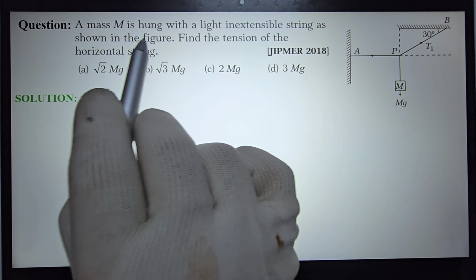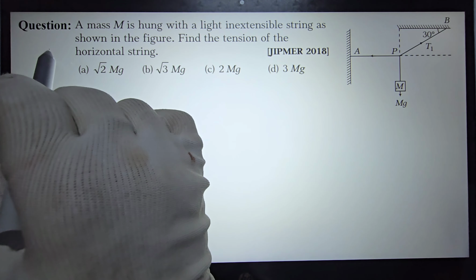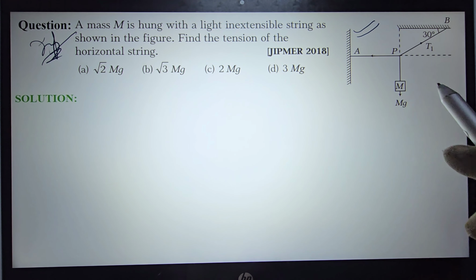A mass capital M is hung with a light inextensible string as shown in the diagram. Find the tension of the horizontal string. This is again a very important problem for NEET examination. Okay, this is the question. The diagram is given. Now you have to convert this into the free body diagram. Now how to solve this?